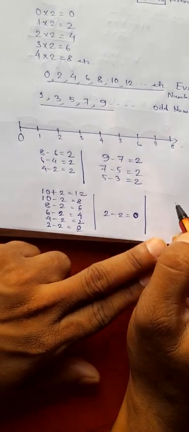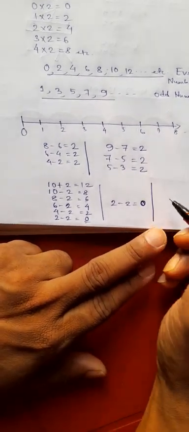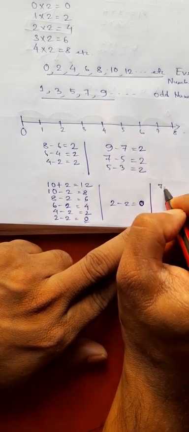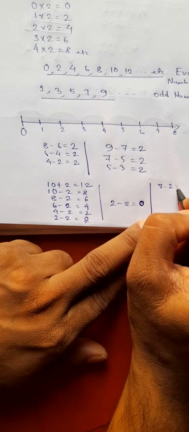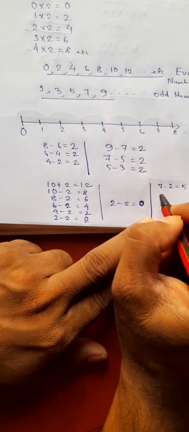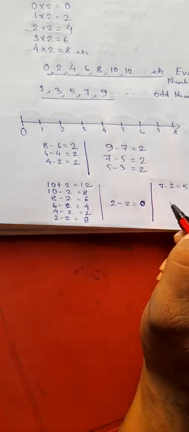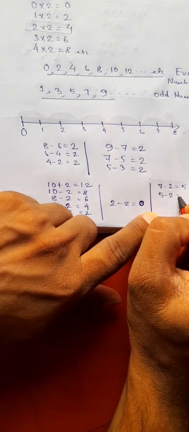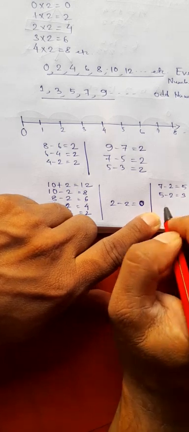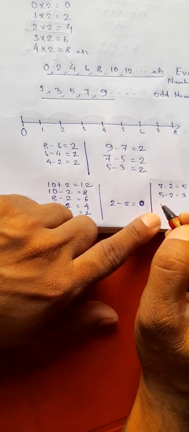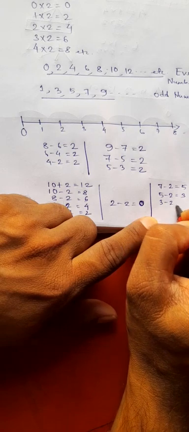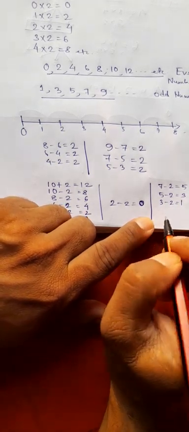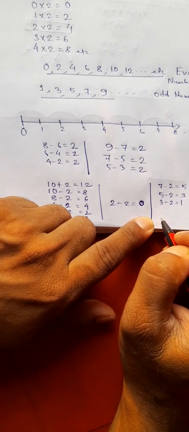Odd numbers are equally spaced the same way as the even numbers. The predecessor of 7 which is an odd number, you will find that 7 minus 2 equal to 5. Then what is the predecessor of 5 which is an odd number? You again subtract 2 from 5. 5 minus 2 equal to 3. Now what is the predecessor of 3 which is an odd number? 3 minus 2 equal to 1. Now what is the predecessor of 1 which is an odd number?